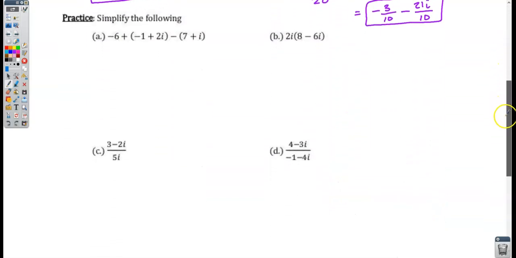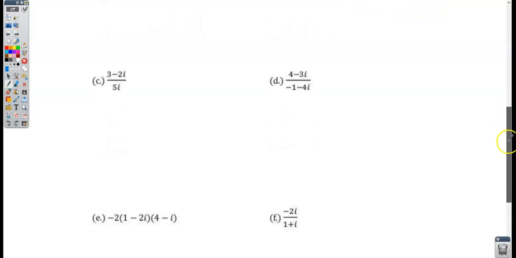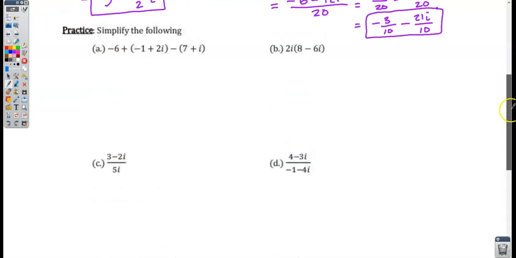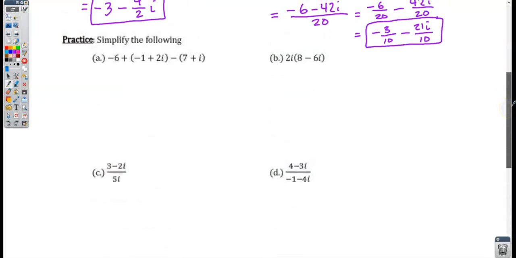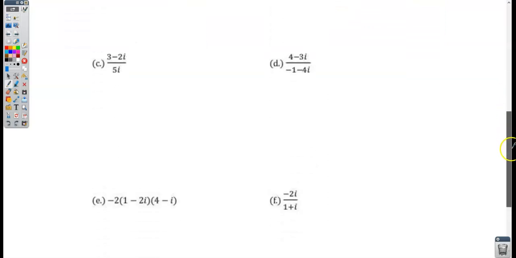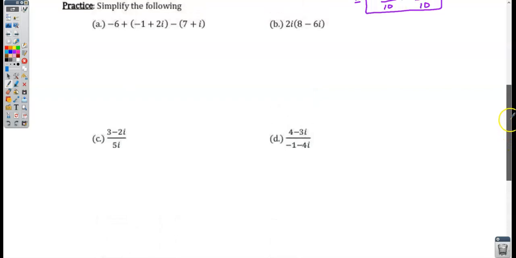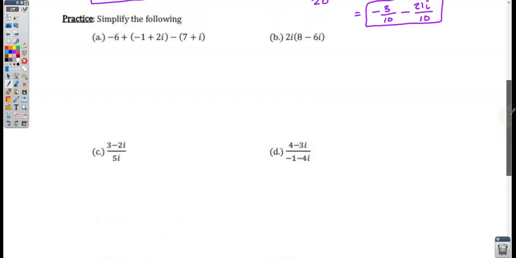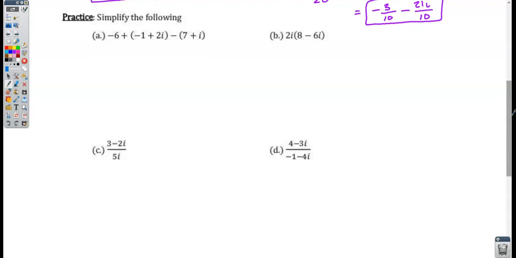Continuing on, I'm going to ask you to pause again. In your packet, you have 1, 2, 3, 4, 5, 6 problems here in the practice section related to simplifying expressions with i's. So what you're going to do is go ahead and pause your video, and when you're ready to talk about these 6 problems, you're going to come on back and unpause. All right, so go ahead and pause now.